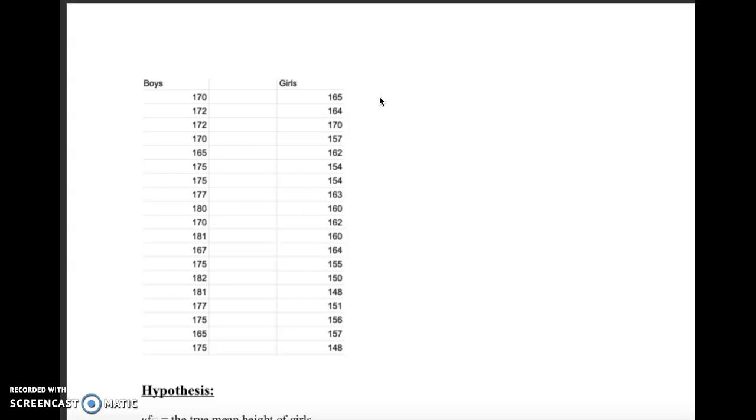To create the histograms, these are our data values. So we got 20 for boys and 20 for girls.